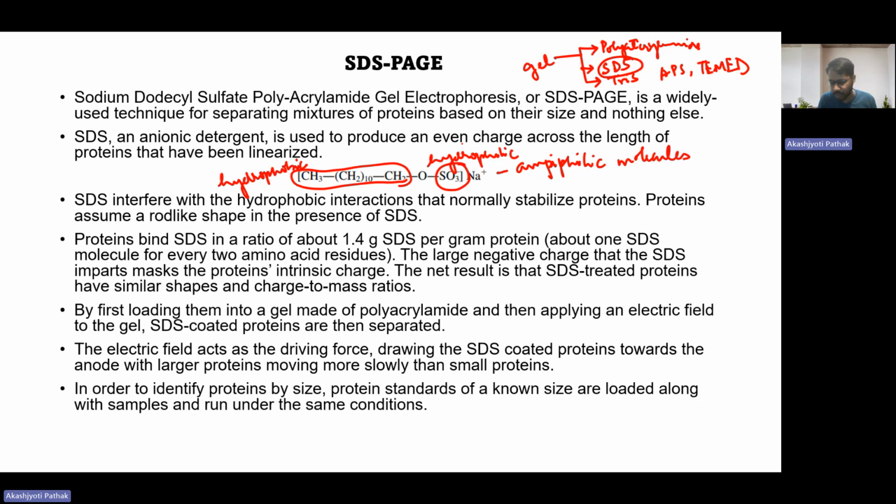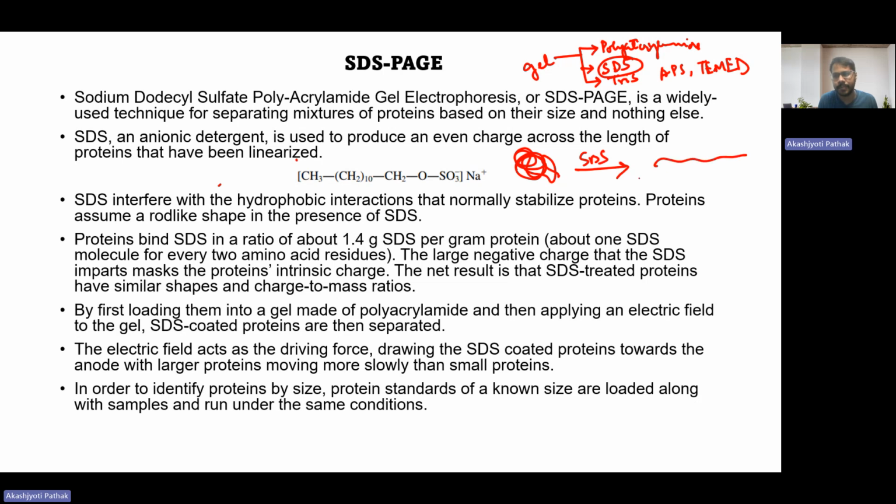Now what does this SDS do? It is actually a chaotropic agent, meaning that when you add SDS to your protein, it will break all the non-covalent interactions that are holding the protein together. Your protein will lose its native conformation. For example, if your protein was globular in shape, when you add SDS, your protein becomes linear in shape. Also, SDS gives charge to the protein. It will add uniform negative charge to your protein. So this is the function of SDS basically.